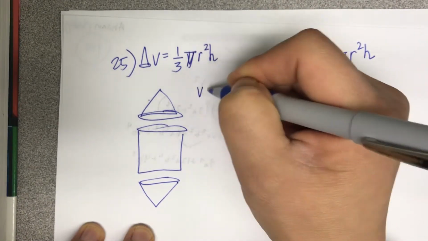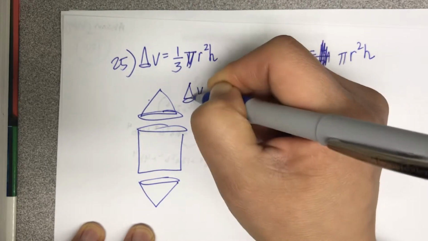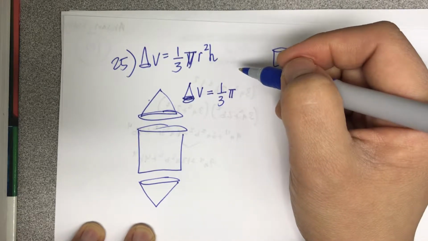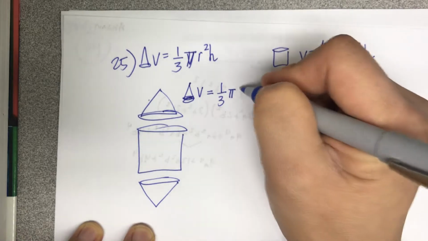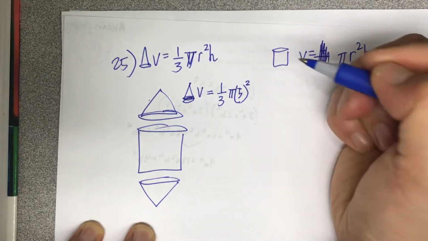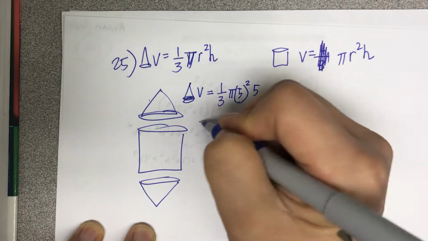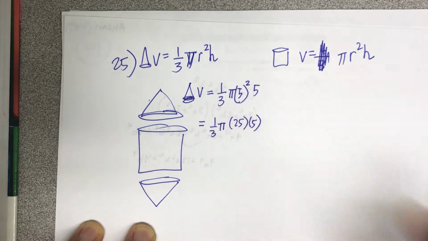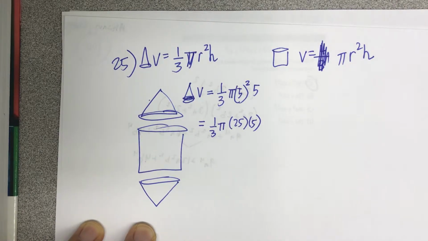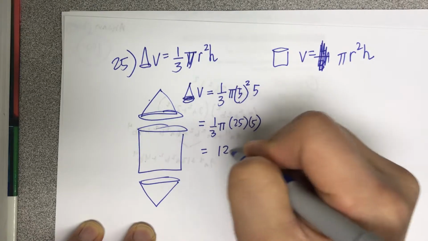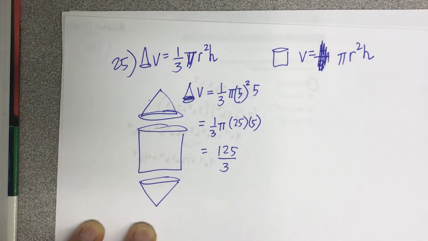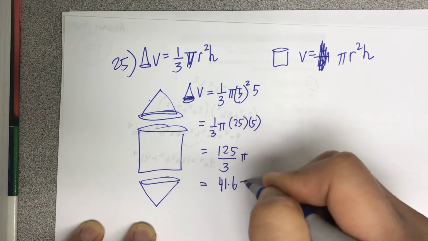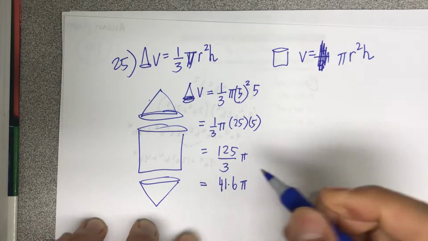Okay, so one cone volume, it's going to be 1/3 times pi. What is the radius of that cone? 5. And then we got to square that, and then what is the height? 5. Okay, so this is going to be 1/3 pi times 25 times 5. Okay, 25 times 5 is 125 over 3 pi, which is going to equal 41.66666 whatever pi. That's for 1.